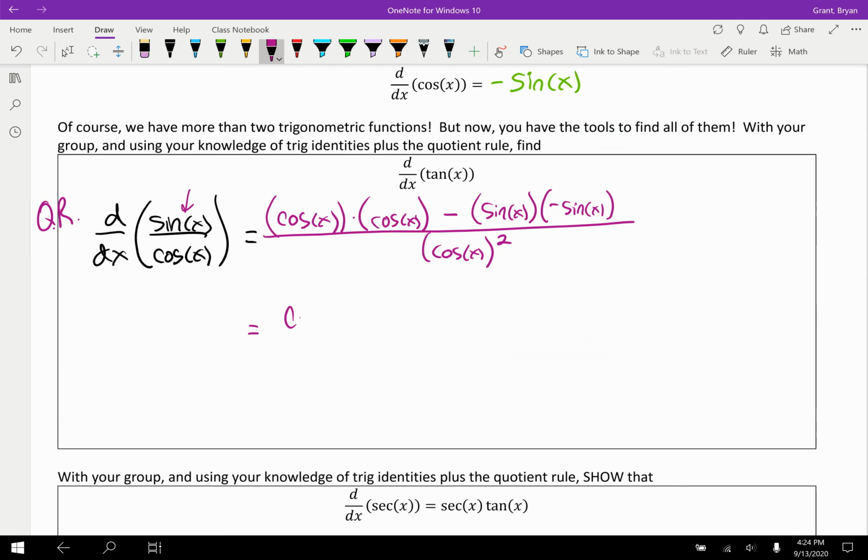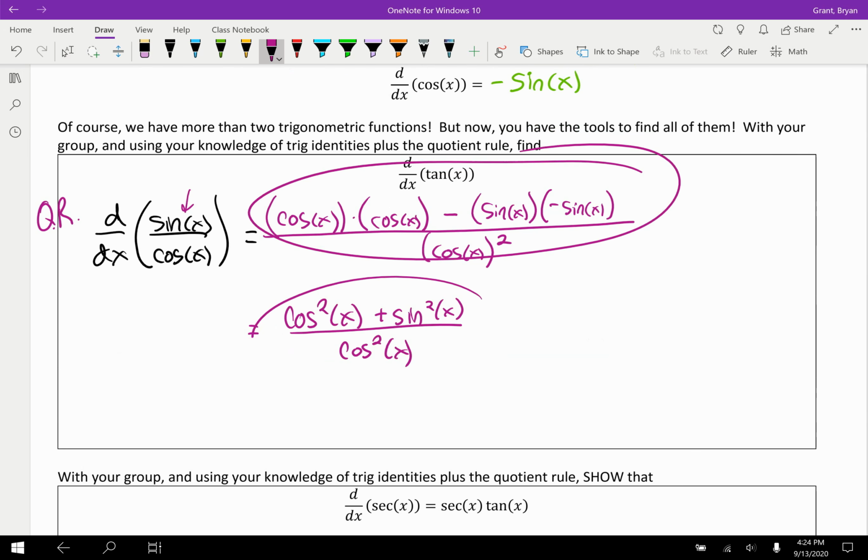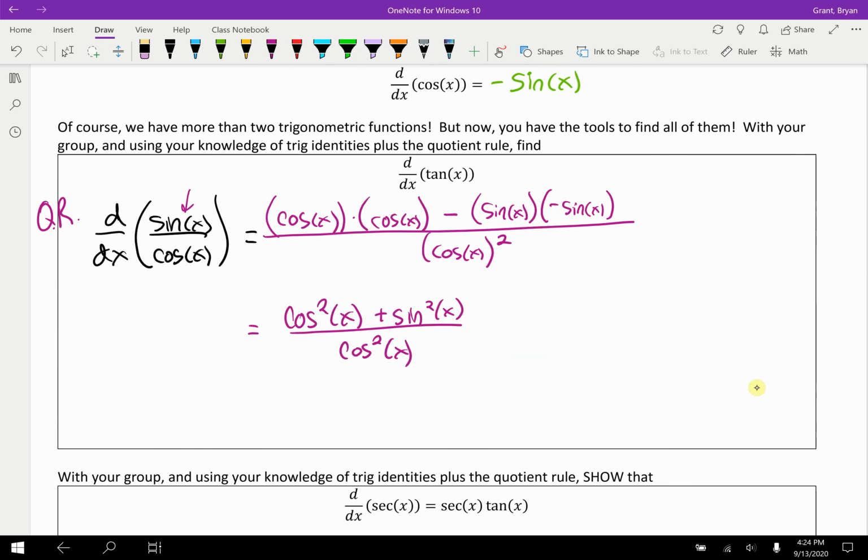I think this becomes cosine squared of x minus, oh wait, 2 negatives, plus sine squared of x, all divided by cosine squared of x. Now, any one of these is the derivative of tangent, but that would be gross because you're generally expected to memorize all your major derivatives, right? E to the x, power rule, sine, cosine, all that. And I don't want to memorize all this, so can we clean it up?